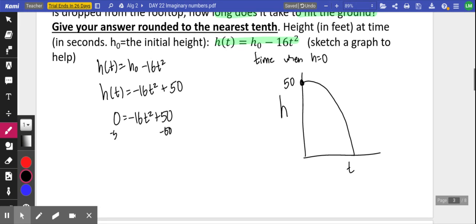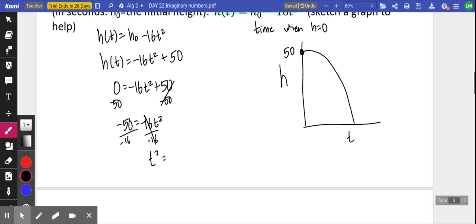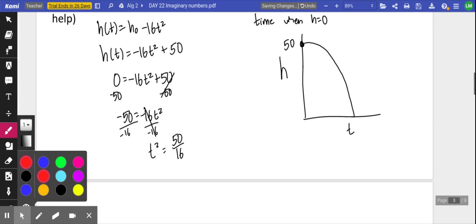Let's go ahead and subtract 50 from both sides. Negative 50 equals negative 16t squared. Divide by negative 16. At least we're not dividing by 4 again. We get t squared equals, I'm just flipping this around, I like my variables on the left, 50 over 16. Square root of both sides.